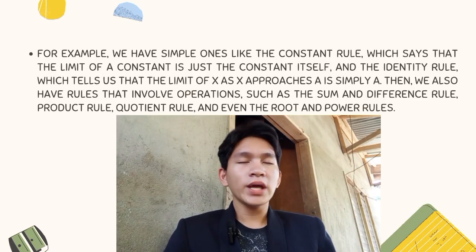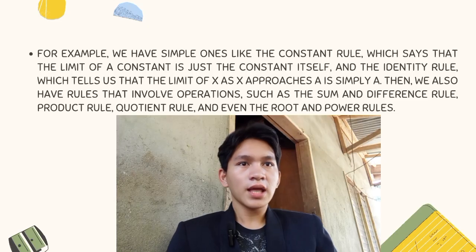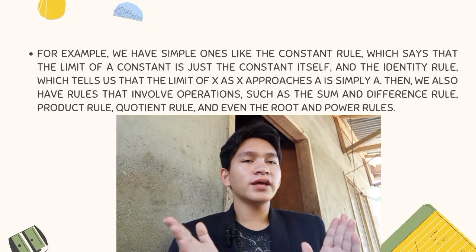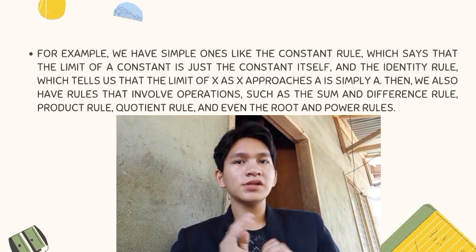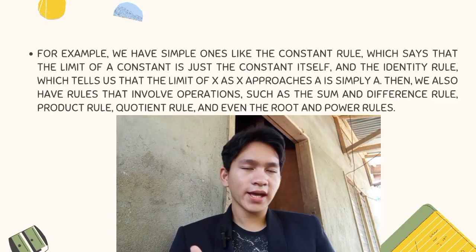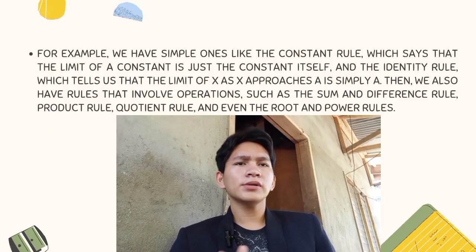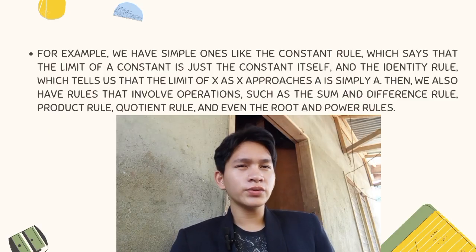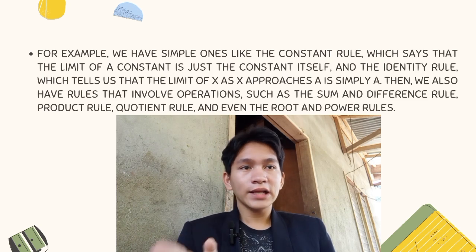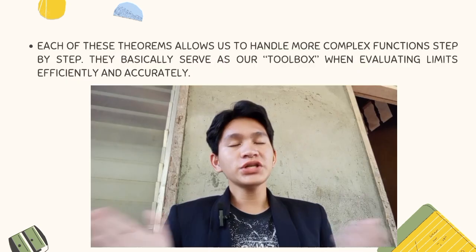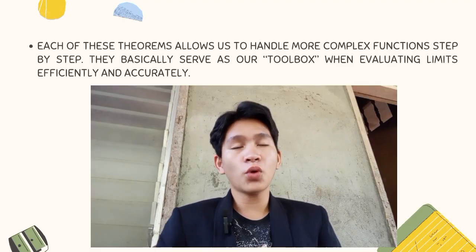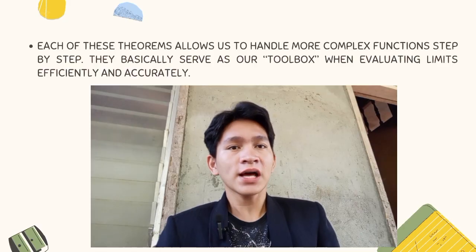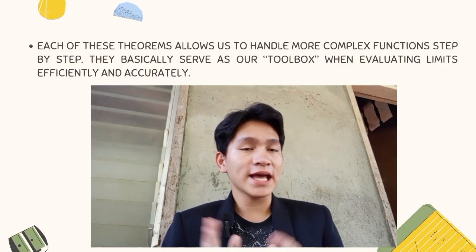For example, we have simple ones like the constant rule, which says that the limit of a constant is just the constant itself, and the identity rule, which tells us that the limit of x as x approaches a is simply a. Then, we also have rules that involve operations such as the sum and difference rule, product rule, quotient rule, and even root and power rules. Each of these theorems allows us to handle more complex functions step by step. They basically serve as our toolbox when evaluating limits efficiently and accurately.